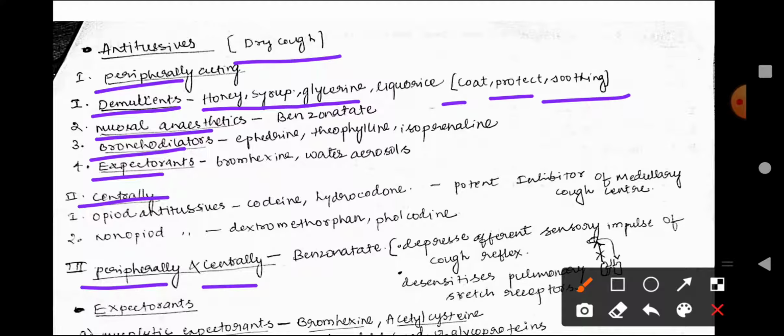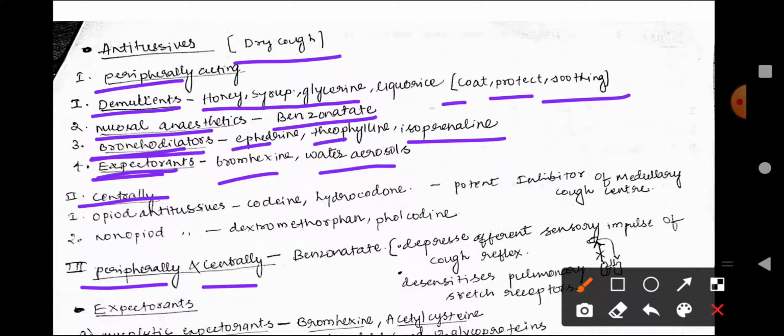And the example for the mucosal anesthetics is benzonatate, and the mechanism of action for the same we will discuss later. And the bronchodilator examples are ephedrine, theophylline, and isoprenaline. And the mechanism of these bronchodilators we already discussed in our previous video. And examples for the expectorants are bromhexine and water aerosol.